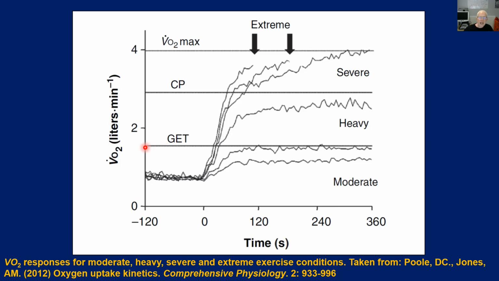The demarcation, the boundary between what we call moderate and heavy is the gas exchange threshold. The transition from predominantly aerobic to predominantly non-aerobic or anaerobic based metabolism. It also reflects that boundary where, look what happens. As we get that transition, the deficit increases quite significantly. Remember, we've already suggested as exercise intensity gets higher, you have to borrow more energy at the onset of exercise, so you're going to have a greater deficit.